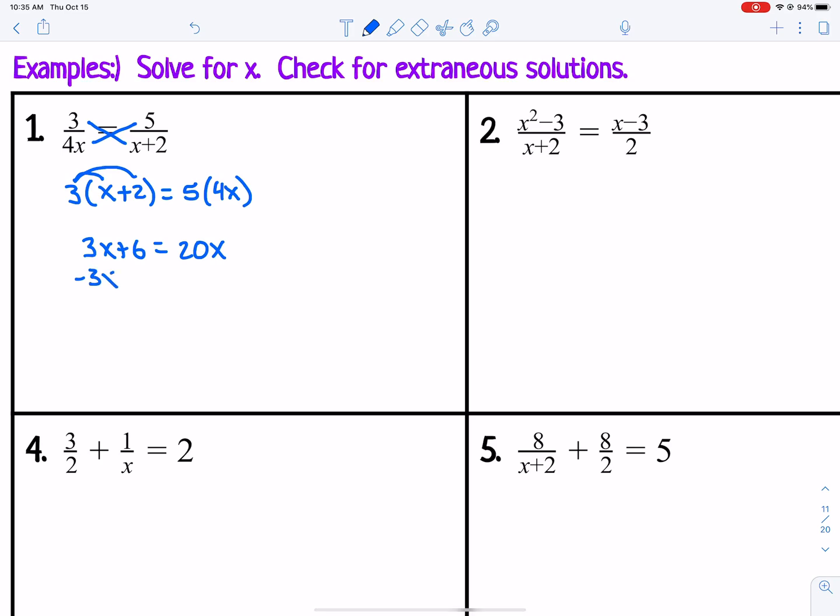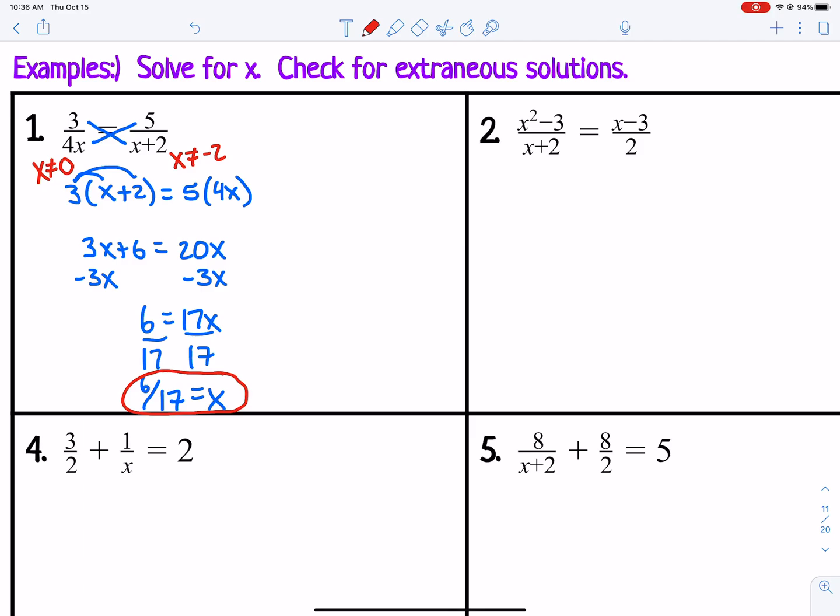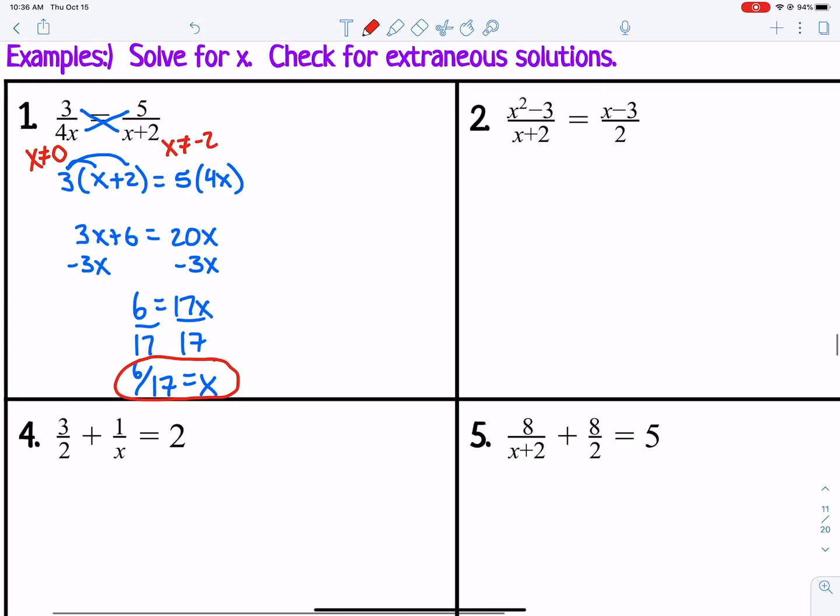All right, so let's subtract 3x, and we get 6 equals 17x. And then just divide by 17. So we end up with 6 over 17 is our solution. So check the same way we did before with our simplify, multiply, divide, all of those sets of notes. X cannot equal 0 on the left, and x cannot equal -2 on the right. So since our solution is not one of those values, it is not extraneous. So we have checked for that. And that's all you need to do for that.